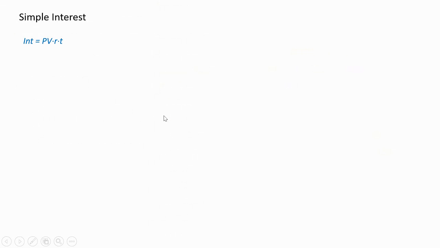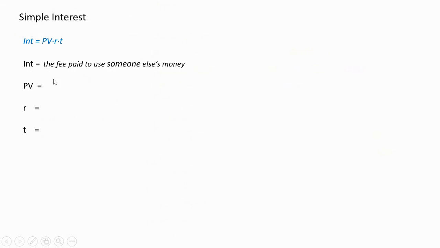Okay, simple interest. This is a formula for simple interest. There's two different formulas, but I'm going to share this one with you and what everything stands for. I believe in the book they have I, but I like to put INT instead because the I might seem like a 1 or like an L. That's why I like to use INT, which stands for simple interest.